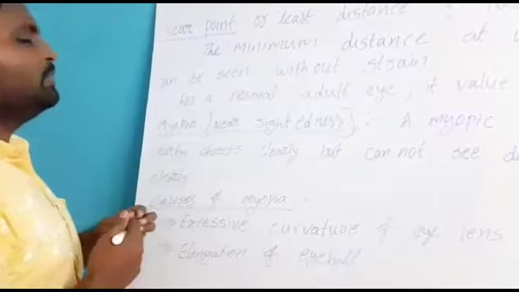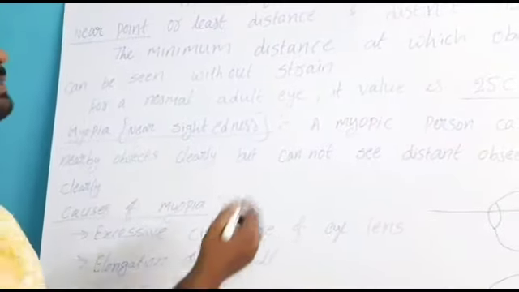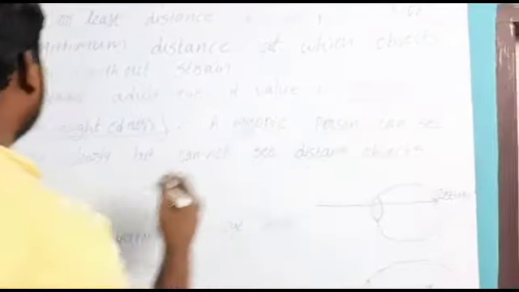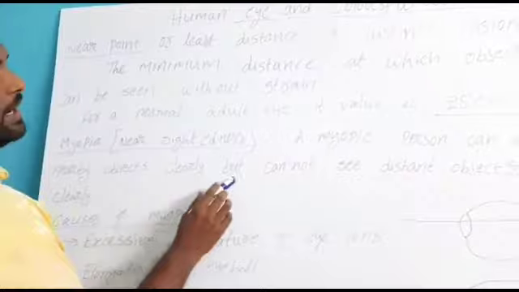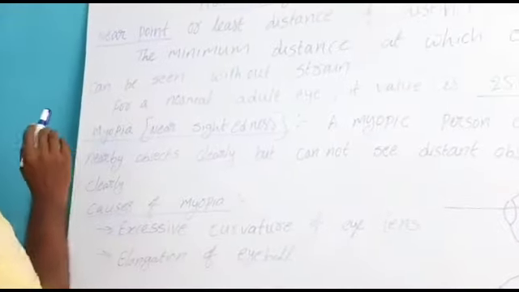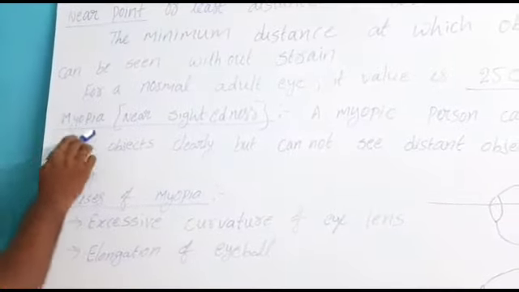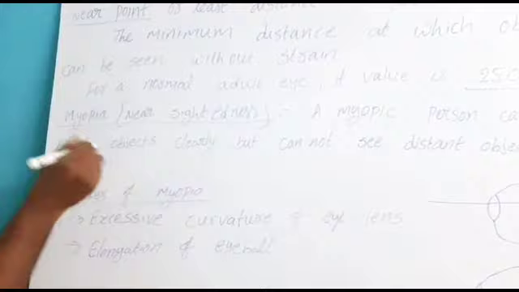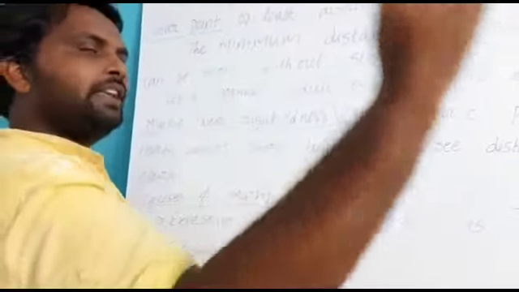The first one is myopia. Myopia means near sight. A myopic person can see nearby objects clearly, but can't see distant objects. That means this person suffering with myopia can see only the objects which are very close. They can't see the objects which are very far.